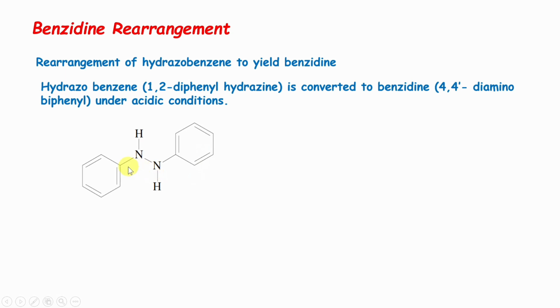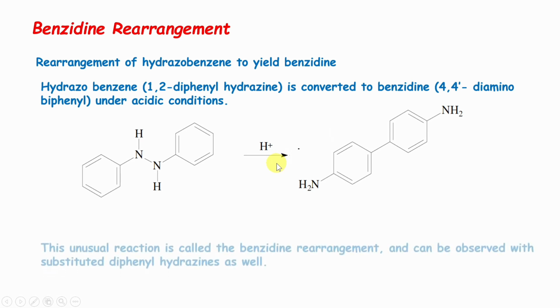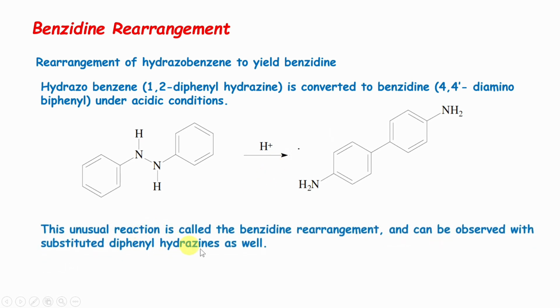See, it is 1,2-diphenyl hydrazine or hydrazobenzene, which on treating with the acid, rearrangement takes place forming 4,4-diamino biphenyl, and this rearrangement is called benzidine rearrangement. See, this unusual reaction is called benzidine rearrangement and can be observed with the substituted diphenyl hydrazine as well.